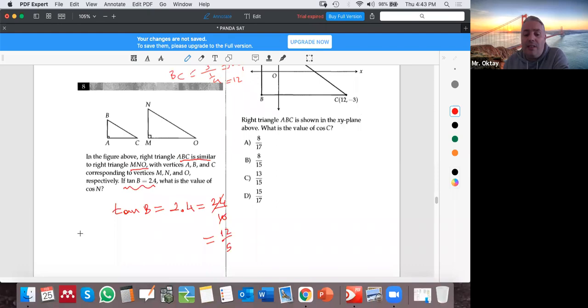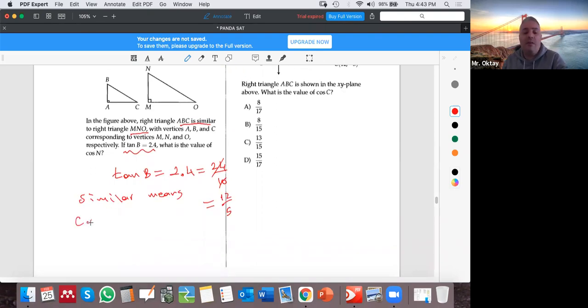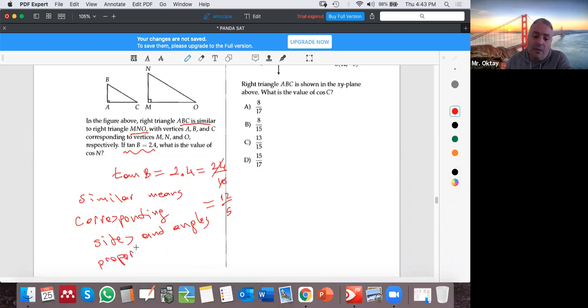If two triangles are similar, it means corresponding sides and angles, okay? Corresponding sides are proportional and corresponding angles are congruent. Angles are congruent, sides are proportional.